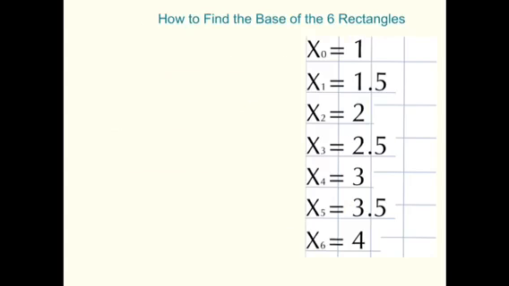The problem says to examine the curve between 1 and 4, and to use 6 rectangles. In order to find the base of each rectangle, we will subtract 1 from 4, because in between these two numbers is our specified interval, which is equal to 3, and then divide that number by the number of rectangles, which is 6, to equal a base of 0.5.